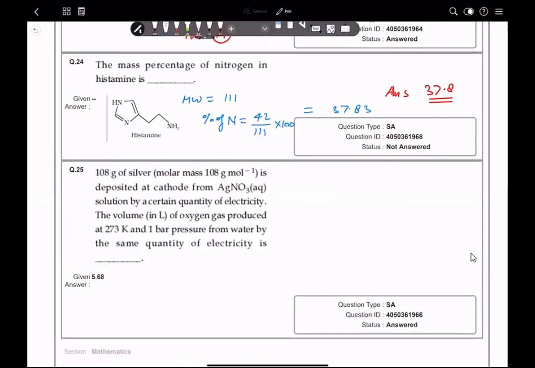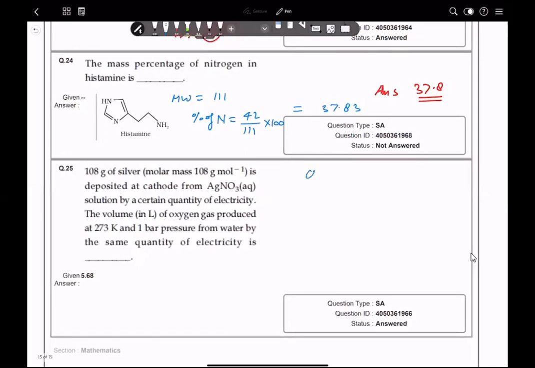Then the last question, question number 25. 108 gram of silver, atomic mass 108 gram per mole, is deposited at the cathode from AgNO3 aqueous solution by a certain quantity of electricity. The volume of oxygen produced at 273 Kelvin and 1 bar pressure from water by the same electricity is asked. So it is like Faraday's second law. To deposit 108 gram silver we need 1 Faraday charge.